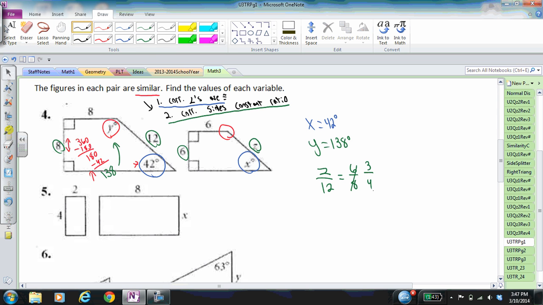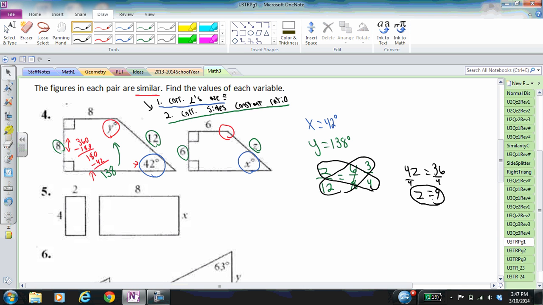So now I cross multiply. 4 times z is 4z. 3 times 12 is 36. So 4z equals 36, which means dividing by 4 on both sides, z is equal to 9. So we have 42 degrees, 138 degrees for y, and z is 9.